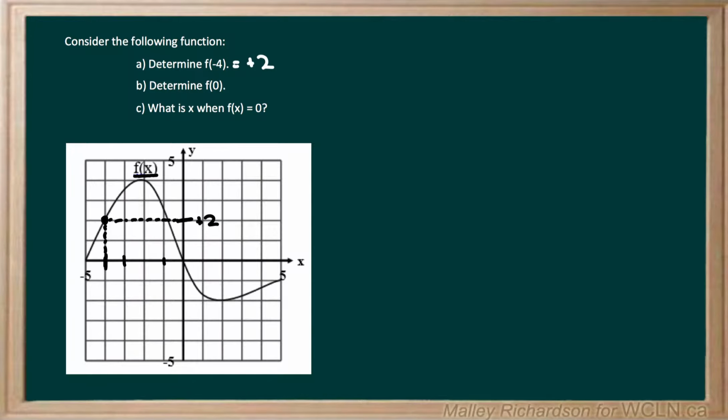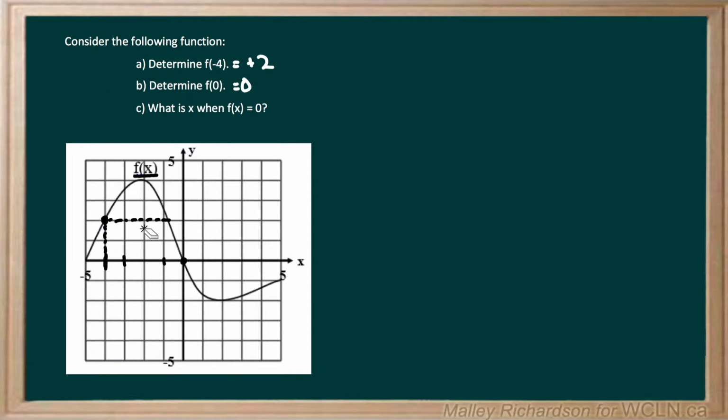Now let's determine f of 0. Well, let's find where x equals 0 on the graph. That's right at the origin. And then we want to find what our y value is at that point. Well, we can see that our function f of x crosses through the origin, so that means our y is going to equal 0.